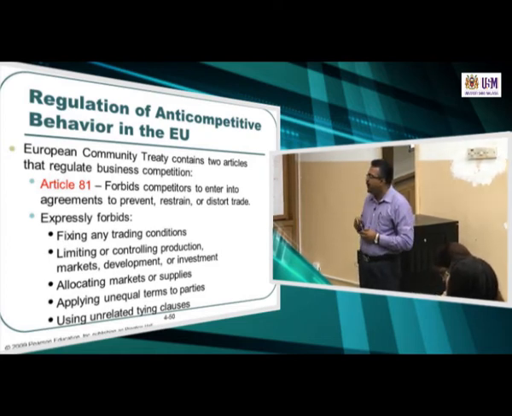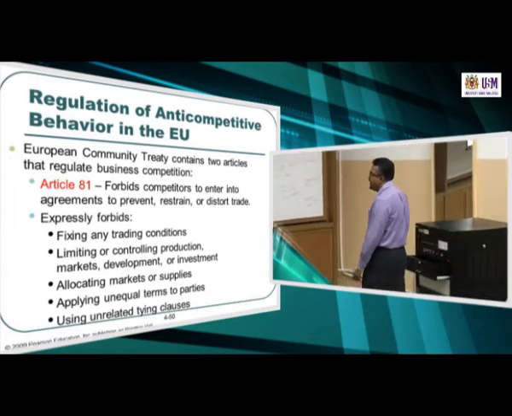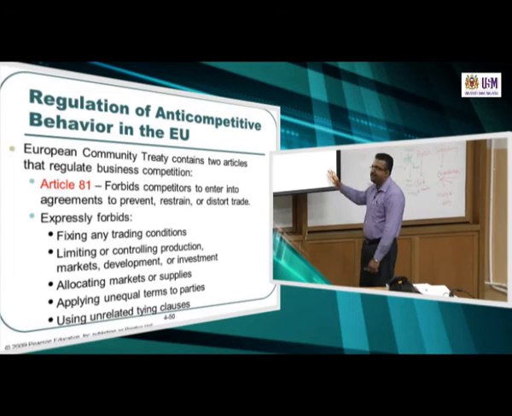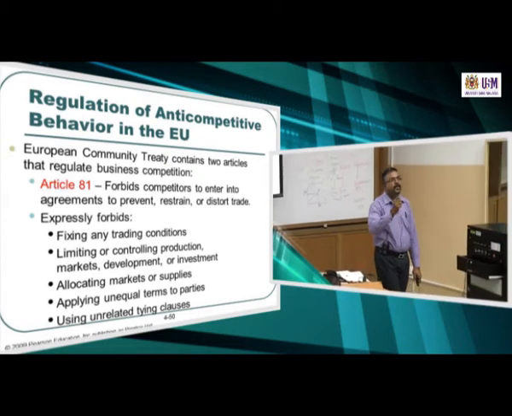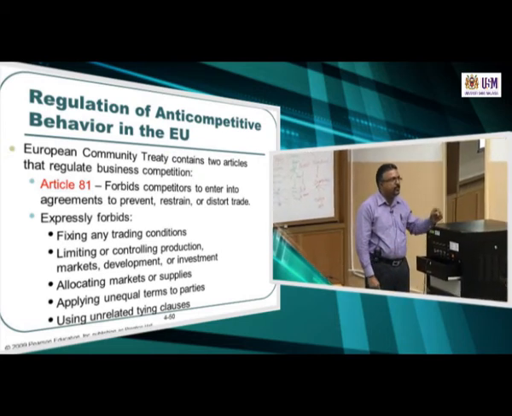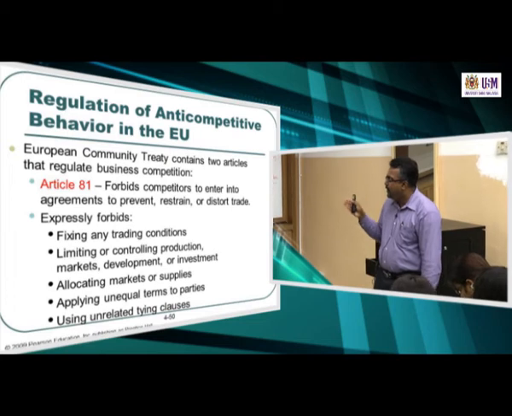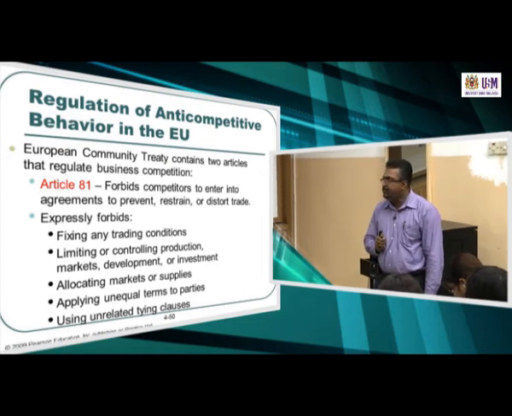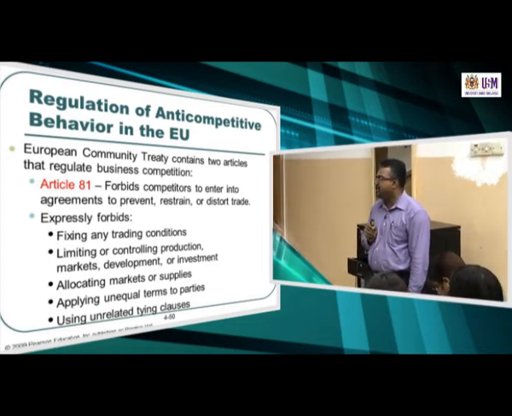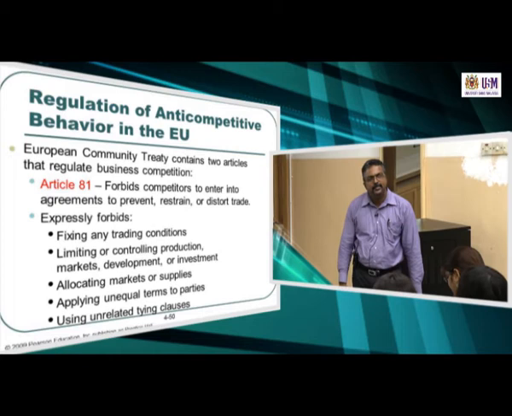Okay. Article 81 forbids competitors to enter into agreements to prevent, restrain or distort trade, especially fixing any trading conditions. For example, they cannot say, you can only sell to me, you cannot sell to any other distributors. Then a monopoly comes in. Also limiting or controlling production, market, development or investment; allocating market or supplies; applying unequal terms to parties; using unrelated tying clauses. All these are no good.